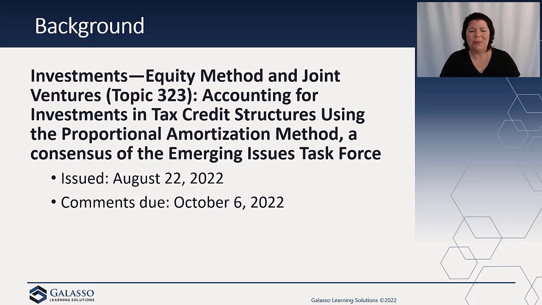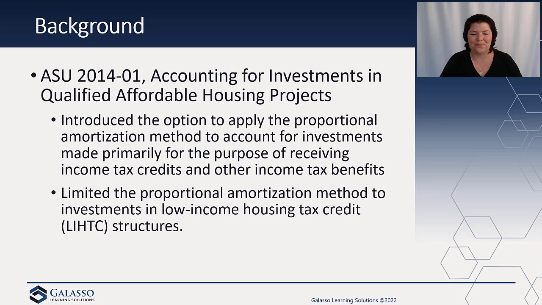So a little bit of background here. This is going to be updating an existing ASU 2014-01. And so this is titled Accounting for Investments in Tax Structures Using the Proportional Amortization Method, a Consensus of the Emerging Issues Task Force. So this was issued on August 22nd of 2022, and comments are due October 6th. So again, when they're typically smaller like this, they don't have very long comment periods. They're just looking for feedback. So if this is something that really interests you, this is probably something you want to take a look at.